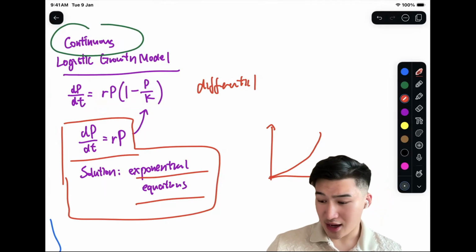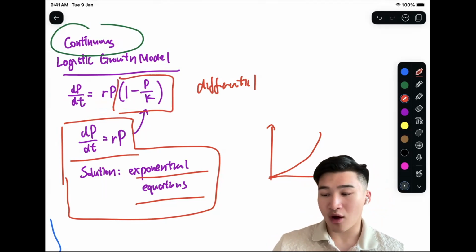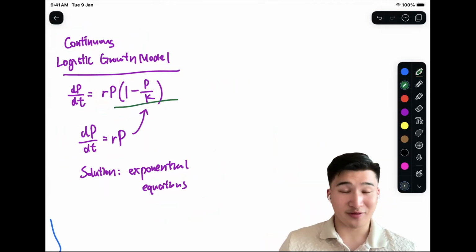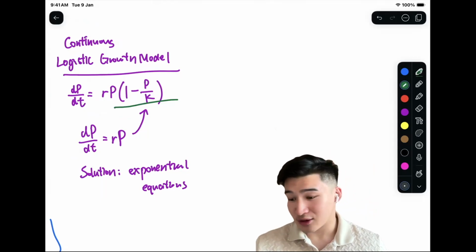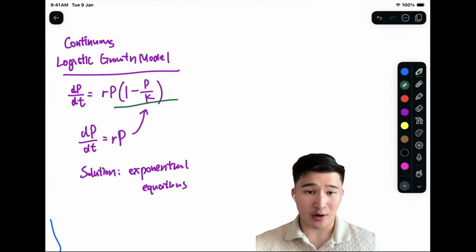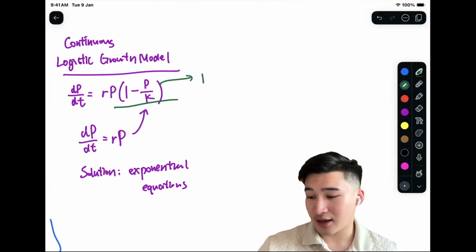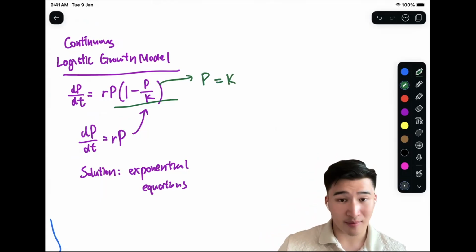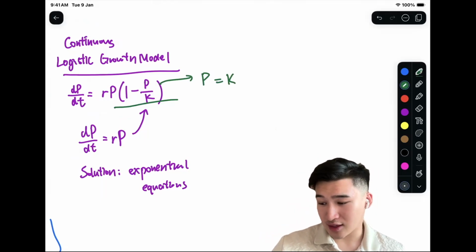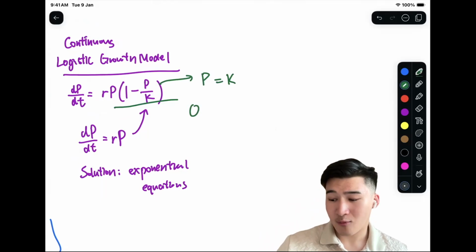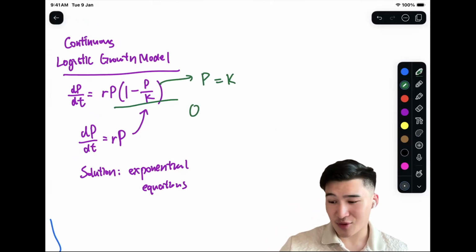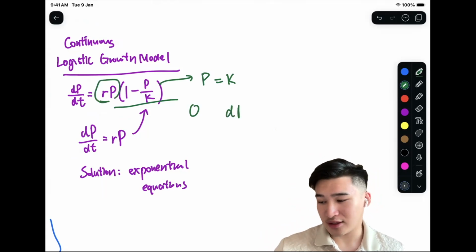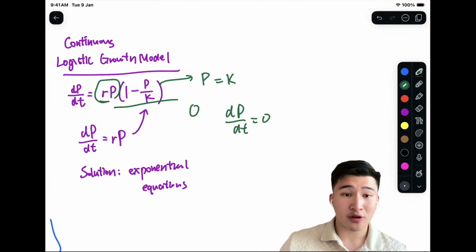Now, the only difference that we have here is that we add this term, 1 minus P over K. This term is very similar to what we have been seeing: 1 minus P over K is the same as 1 minus NT over K. This P here means population. This is saying that when the population P equals our K, the capacity, the rate of change would be 0. 1 minus K over K is 1 minus 1, which is 0. 0 times all this, and dP over dt is equal to 0. There will be no change of growth.